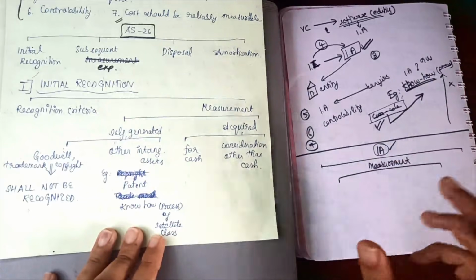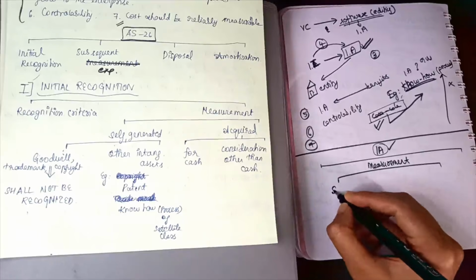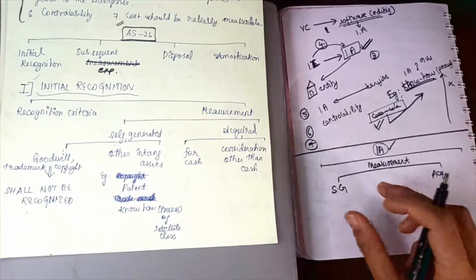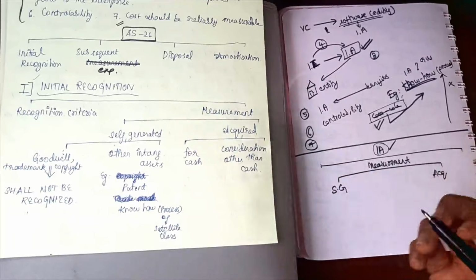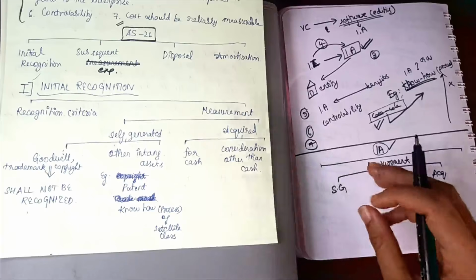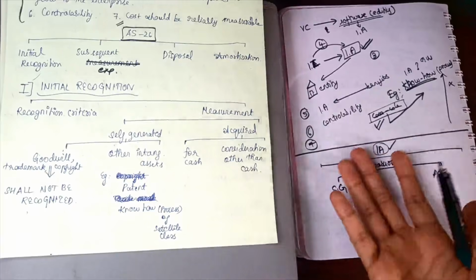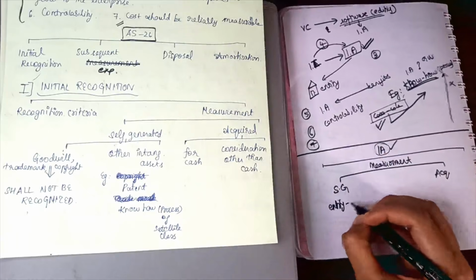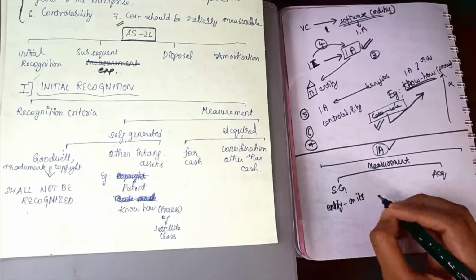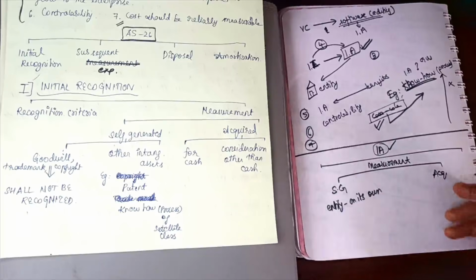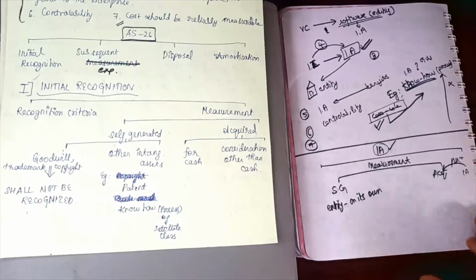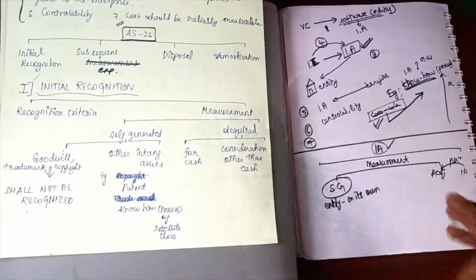So I have separated it into two parts. One is self-generated intangible assets and the second one is acquired intangible assets. Self-generated intangible assets means those intangible assets which the entity has built or generated on its own. Acquired means the entity has purchased it from someone else. So first we are going to see self-generated.